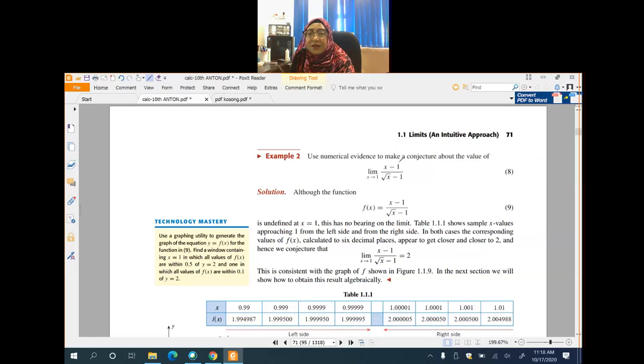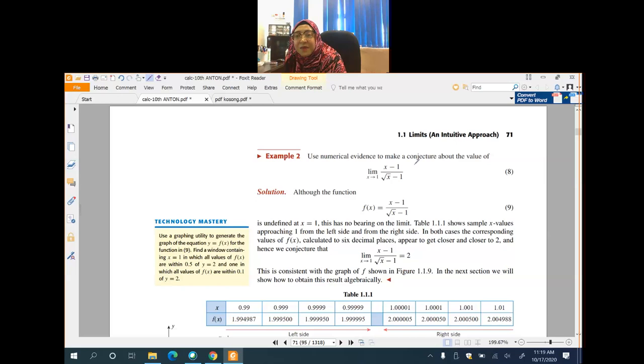So let's say you try to substitute x equal to 1. For the numerator, 1 minus 1 will give you 0, isn't it? For the denominator, square root of 1 minus 1 will also give you 0. For the denominator equal to 0, the function won't be defined. But it will be defined if the limit x tends to other values. So let's say x tends to 2, then it is fine. But if x tends to 1, for this case here, it will be undefined because our denominator will be 0.